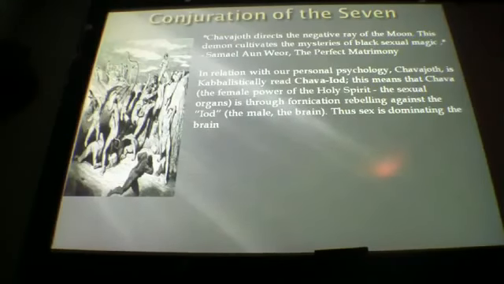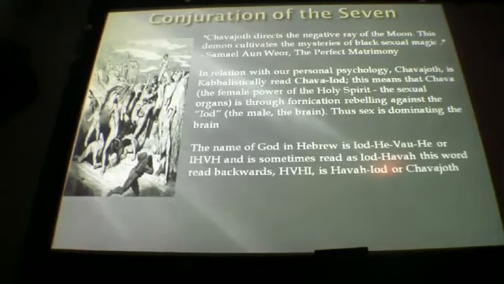This means that Havah, the female power of the Holy Spirit, the sexual organs, is through fornication rebelling against the Yod, the male, or the brain. Thus sex is dominating the brain. So it's the exact opposite pole. Where one is chastity, the other is fornication. And that's why in the Conjuration we're using one to conjure the other. We're using Yod-Havah to conjure this name, seen as negative.